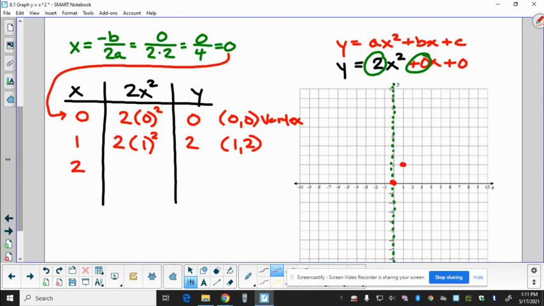How about the number 2? All right. Well, 2 squared is 4 times 2 is 8. That'd be the ordered pair (2, 8). Let's go ahead and graph (2, 8).